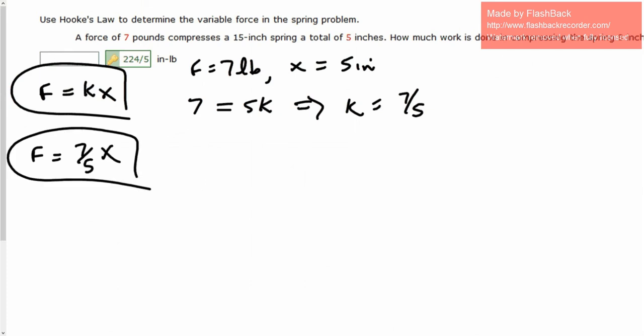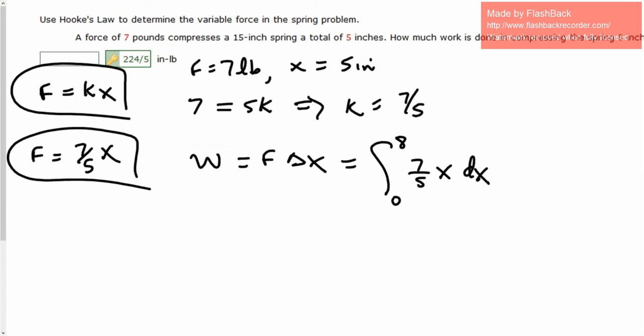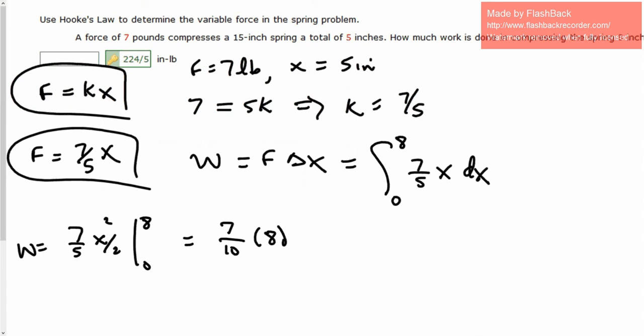All right, that's better. So now the work is equal to the force times the displacement, the movement of the object. And so this force here, and we use the integral to calculate this change in x, it's how much work is done in compressing the spring 8 inches. So we're going to go from 0 to 8. The force is this 7/5 times x times the delta x, which translates into dx. So now you just integrate. So we get the work 7/5 times x squared over 2. Evaluate that from 0 to 8. So we get 7/10 times 8 squared.